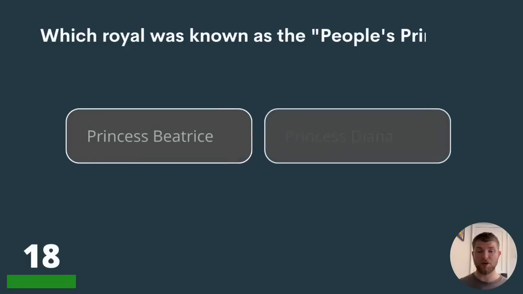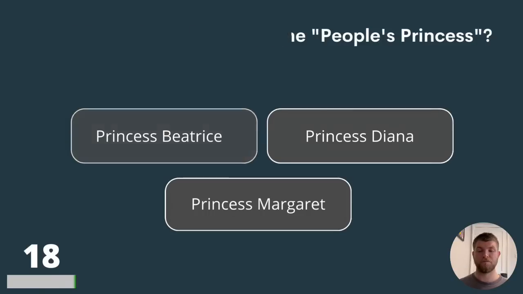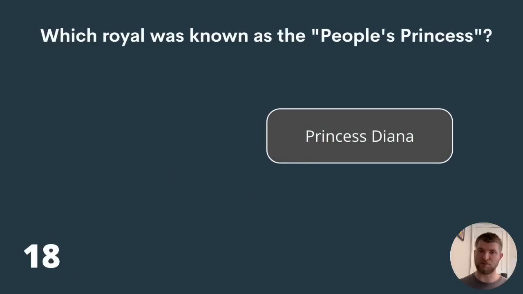Question 18. Which royal was known as the People's Princess? Princess Beatrice, Princess Diana, or Princess Margaret? The People's Princess. Who was that? The answer is, of course, Princess Diana.